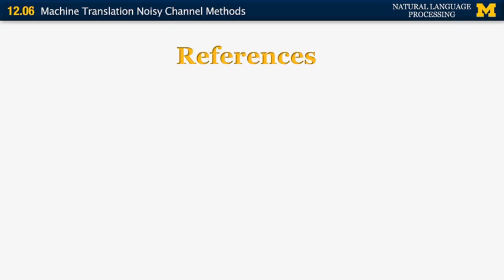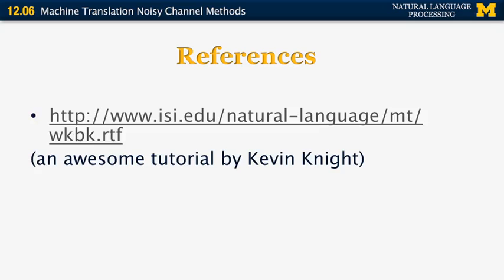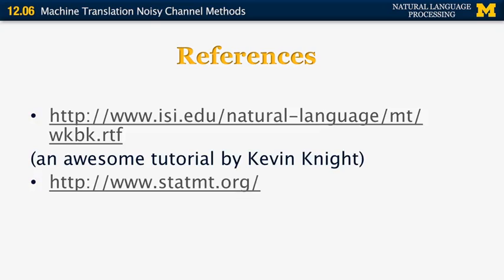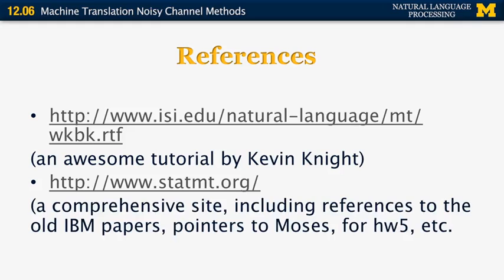So we're not going to go into a lot of detail about IBM models 1, 2, and 3. However, if you're interested in that, you can go and read an excellent tutorial by Kevin Knight, which is available on his website. And you can also download an implementation of a statistical machine translation system called Moses from statmt.org. We're going to continue in the next segment with some advanced methods for machine translation.